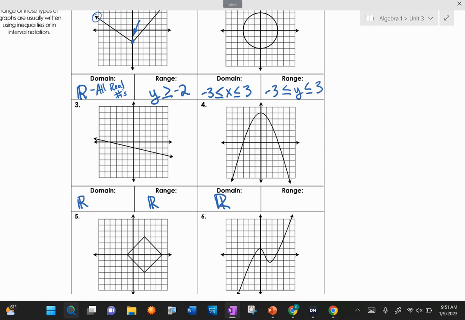One, 2, 3, 4, 5. I see 5. It's okay. That's why we're here. 5, right? We agree on 5? Okay, so how do we mark that the range is everything below 5, including 5?